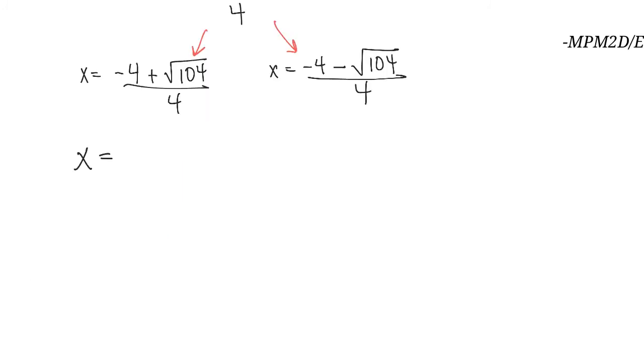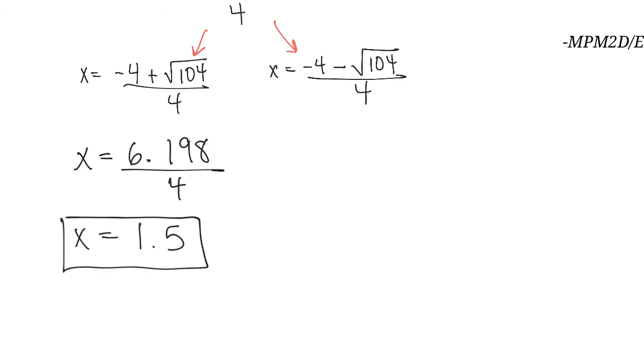So using my calculator, if I were to input negative 4 plus the square root of 104, my calculator gives me roughly about 6.198. That's going to be divided by 4. 6.198 divided by 4 is about 1.5. So there's one possible answer for x.